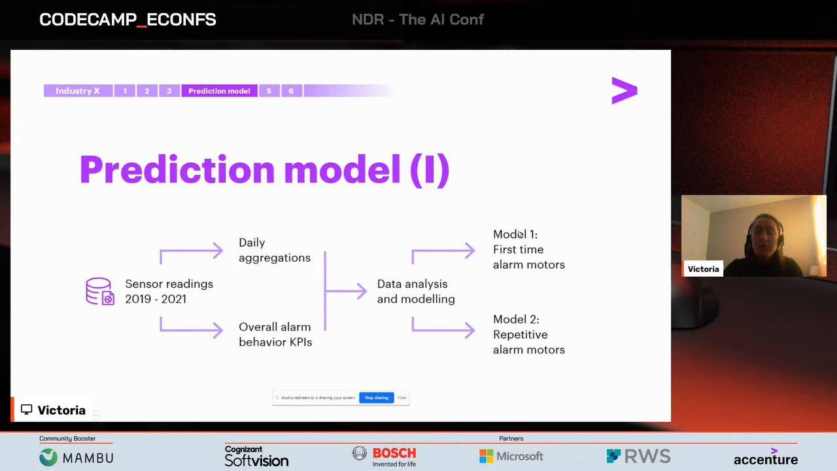We decided to go further with two models. The first model was for the motors for which we couldn't construct the overall alarm behavior KPIs simply because they were pretty new motors and we didn't have enough historical data. And the second model was for those motors which go into alarm state repeatedly.